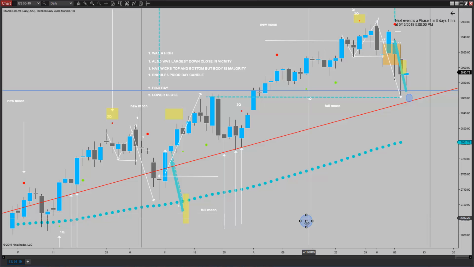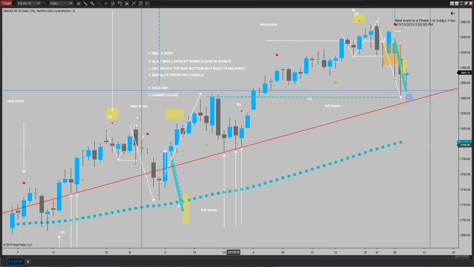Everywhere on my chart you see a small red dot is a third quarter phase. So there's 1, there's 2, and there's 3 quarter phases. Everywhere on my chart you see a large green dot is a full moon, and there are 3 of those there. And everywhere on my chart you see a large red dot is a new moon, and there are 4 presently on the screen.